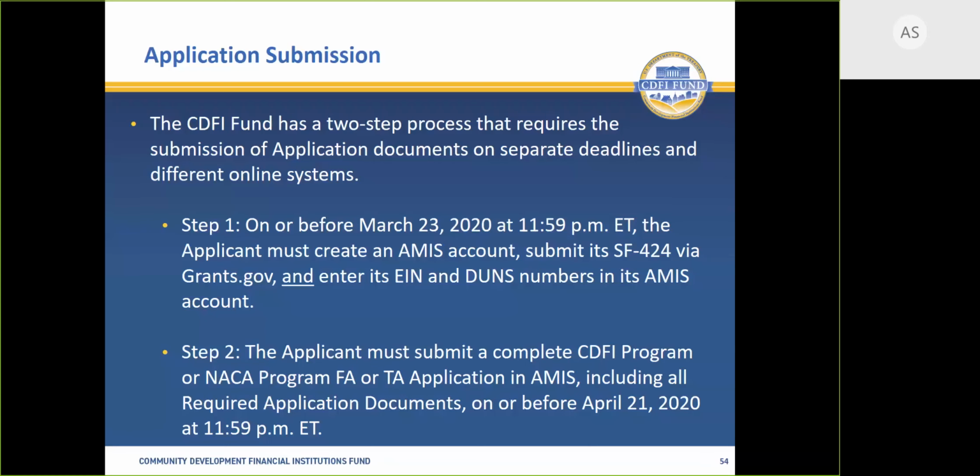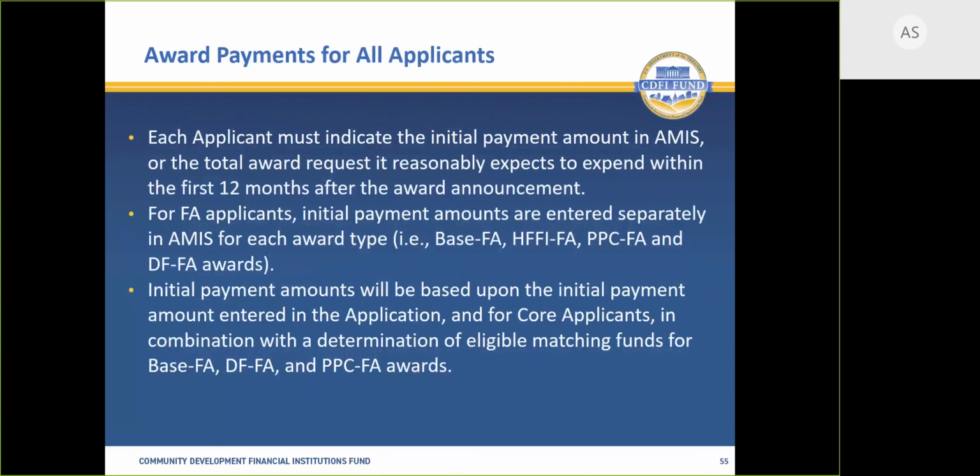I know you're all going to make the March 23rd deadline, so then your step 2 will be to complete all the rest of the application materials, the narratives, financials, etc., in AMIS, and that deadline is April 21st. Looking ahead to the award payments, in addition to the total amount that you're going to request in AMIS, each applicant indicates your initial payment amount. So that is going to be what you expect to spend in the first 12 months. And if you're applying for the supplementals, you'll enter each one separately. So how much from your base FA, HSFI, etc. The final initial payment will be combined to determine the eligible matching funds.